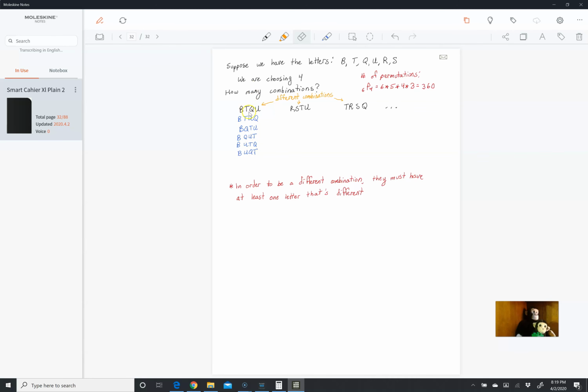Okay. These are all of the different permutations that have a B as the first letter. But we could have a permutation that has a T as the first letter. Okay, and these keep going. So these are the same combination, but different permutations.